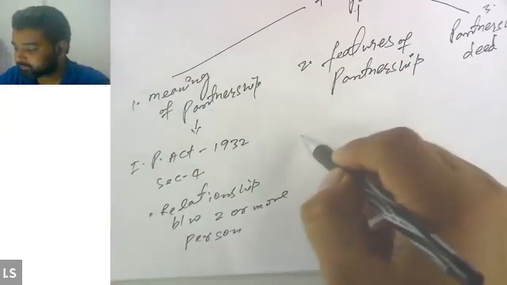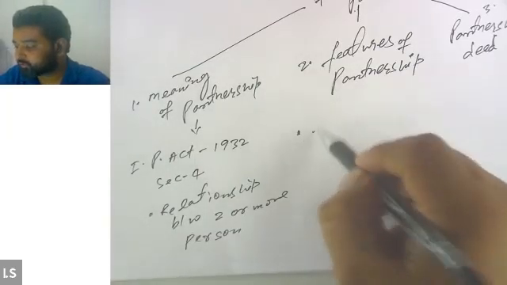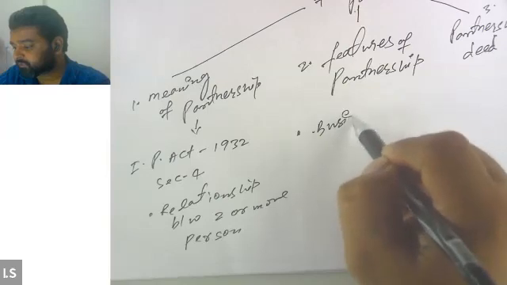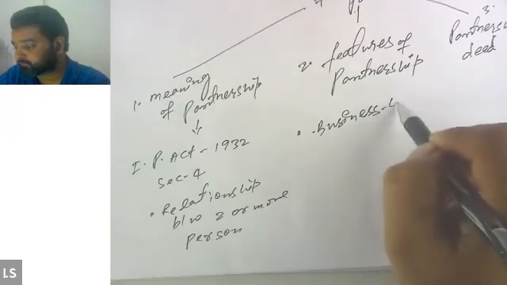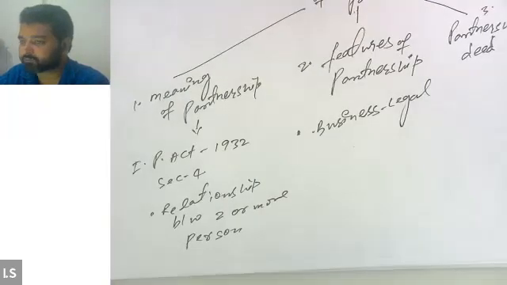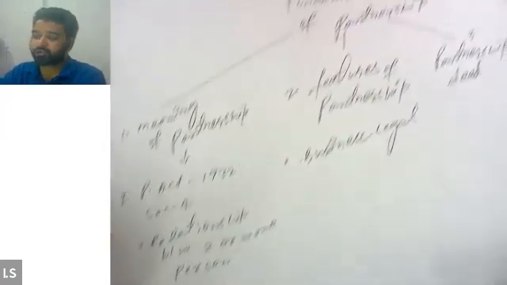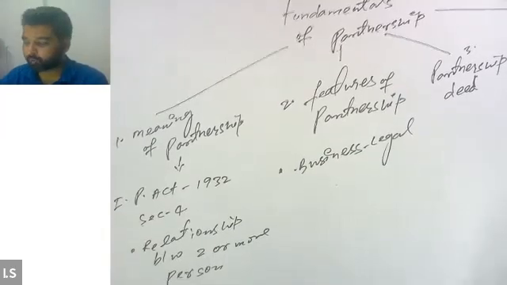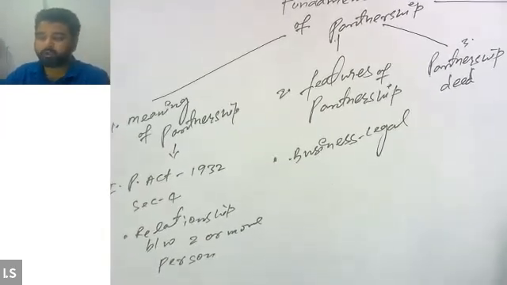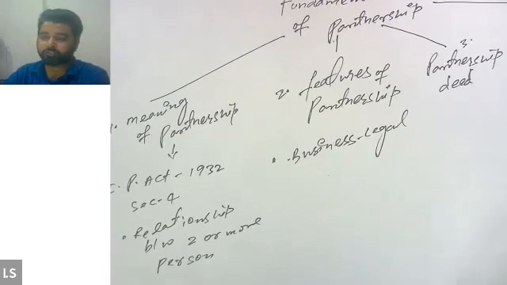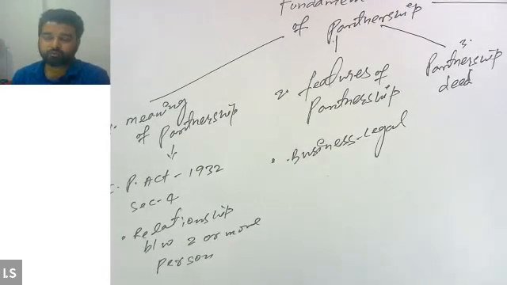So what are the features of the partnership? First thing is that there should be business. There must be some kind of legal business. Business should be there and such business must be legal. If you are joint owner of a particular asset or a property, and being a joint owner or co-owner of that property, you are sharing the revenue from that property, that cannot be treated as a partnership.